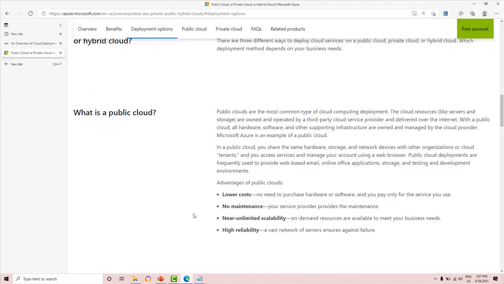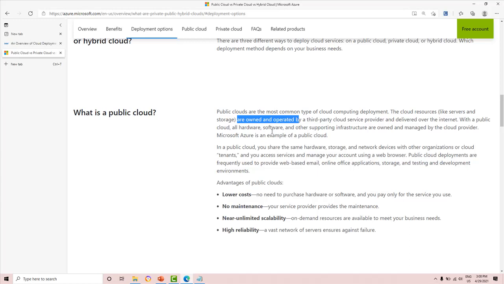So what is a public cloud? Public clouds are the most common type of cloud computing deployment. The cloud resources like servers and storage are owned and operated by a third party cloud service provider and delivered over the internet. So in the public cloud concept, the resources are owned by the third party cloud service providers such as Amazon, Microsoft, Google. So these cloud service providers own the resources and they provide these resources to their customers.